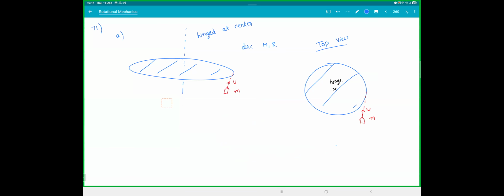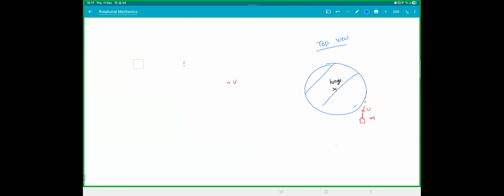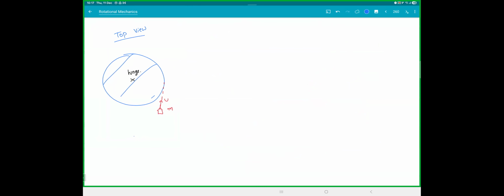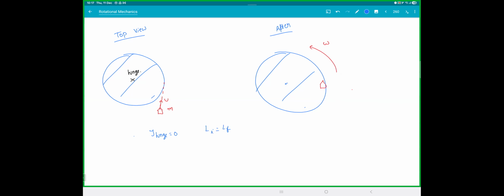So let's see the picture. This is the picture before collision. After collision, the bullet gets stuck here, and this whole setup is rotating with omega. Torque about the hinge is 0. Therefore, L initial is equal to L final. Initially only the bullet is moving, so the angular momentum is muR. This is for the bullet. The disk is at rest.